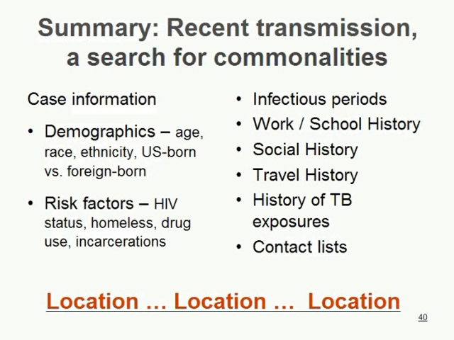So in summary, recent transmission is a search for commonalities. We look for information common in the cases, demographics, and risk factors. We look at infectious periods. We want to know work and school histories. Social history is very important. Travel history could be important. History of TB exposures. Somebody might have broken down from TB from an exposure long ago. Just because they're in a cluster doesn't necessarily mean they had recent transmission. We always want to look at contact lists. And, of course, location is essential for these investigations.